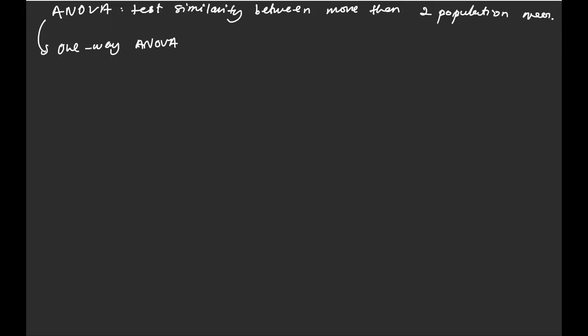Alright, before we go to the example, I will recall a little bit from the slide just now. What is the purpose of ANOVA? In ANOVA, we want to test the similarity between more than two population means, so we will use ANOVA. In ANOVA, there's one-way ANOVA and two-way ANOVA. Why do we call it one-way ANOVA? Because you have only one factor, meaning you have only one independent variable.